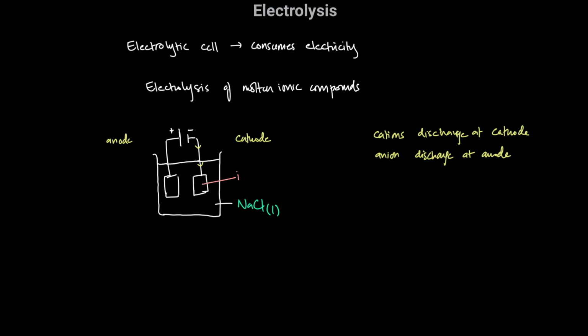These electrodes are again going to be inert, so we're going to use, for example, a very common material, graphite. Graphite is a very common material for these inert electrodes. They're unreactive but conductive.